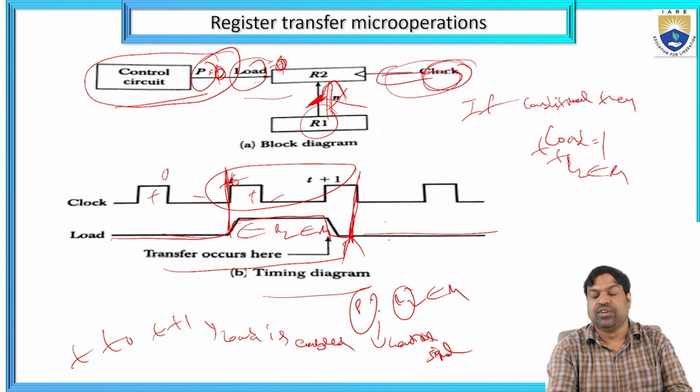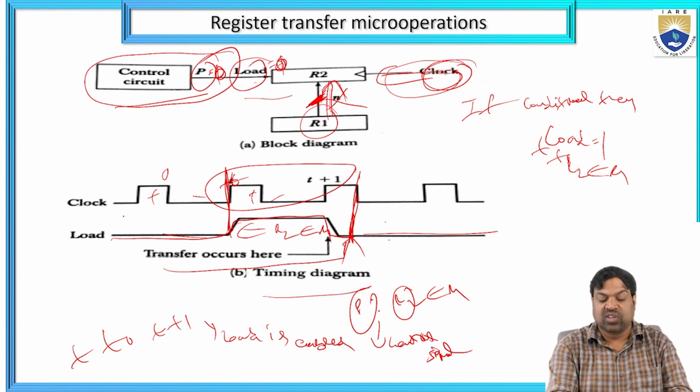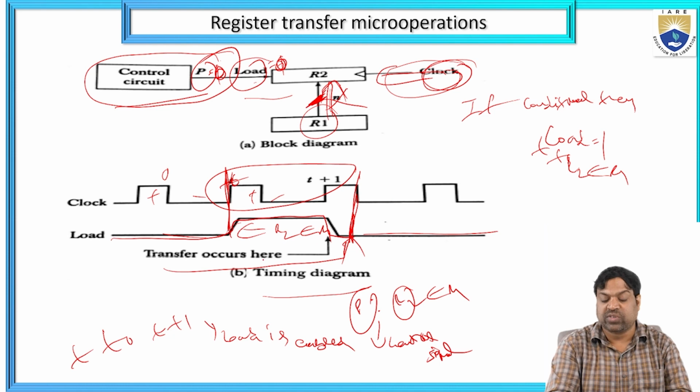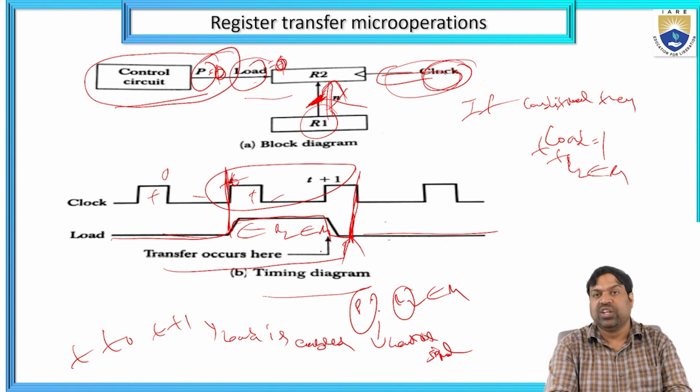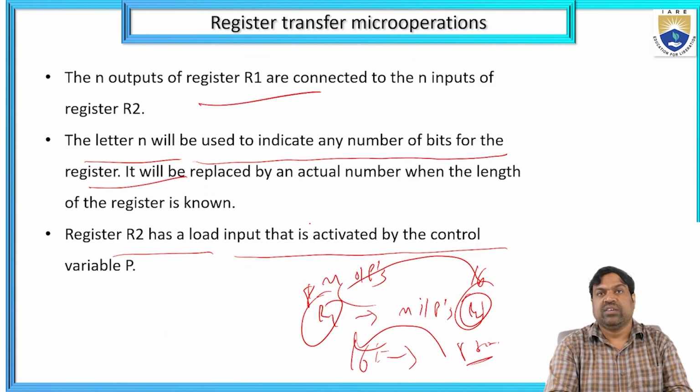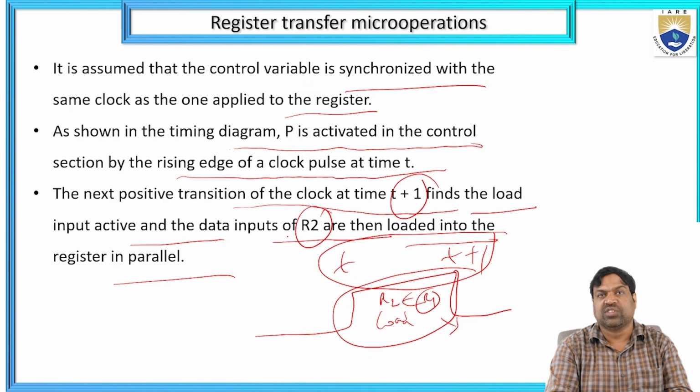So a clock pulse is needed for transferring the data from one register to another register. I am taking the clock pulse from t to t plus 1 and transferring the function. When loading, it is enabled. If there is no load, it will not be enabled. And the n outputs of the register R1 are connected to the n bits of the register R2. N is the size of the register, 8-bit or 16-bit and so on. P is a control signal or control variable.